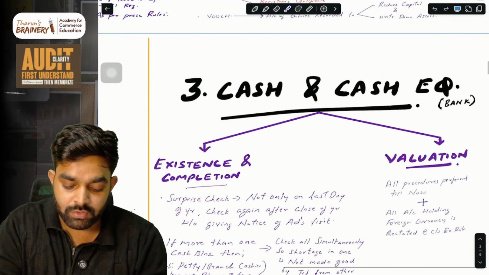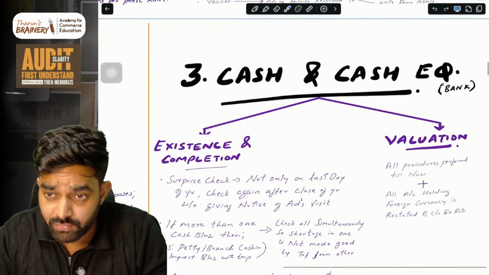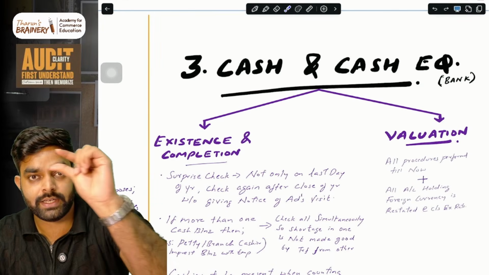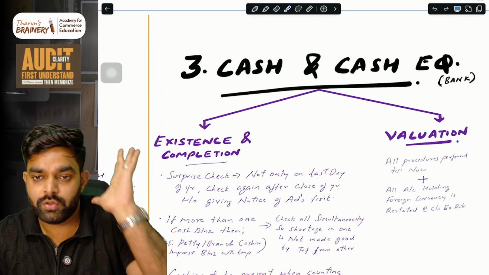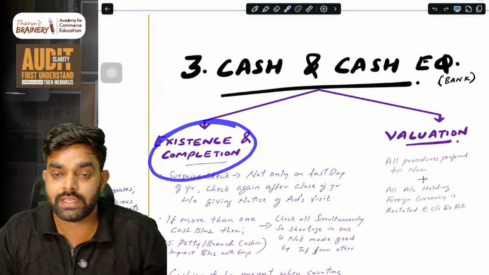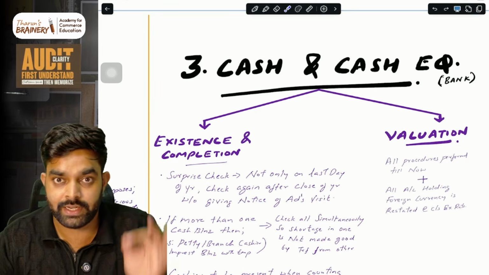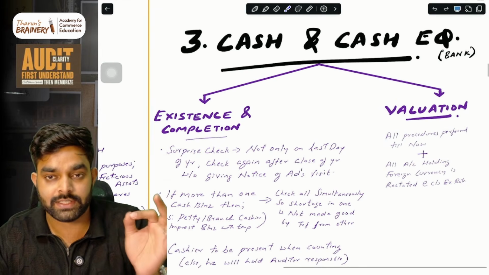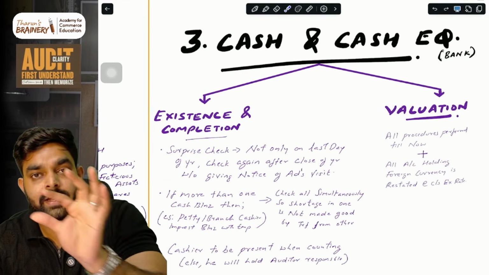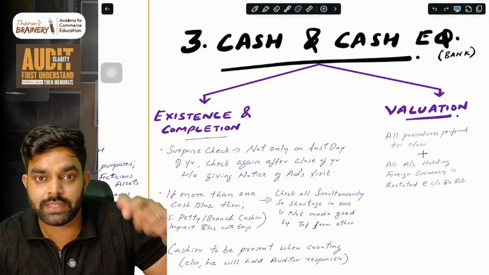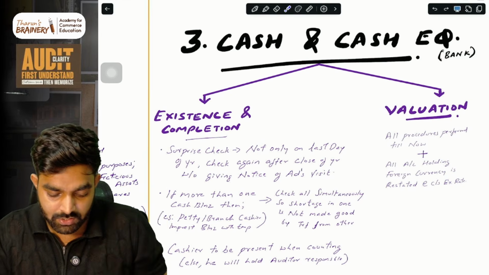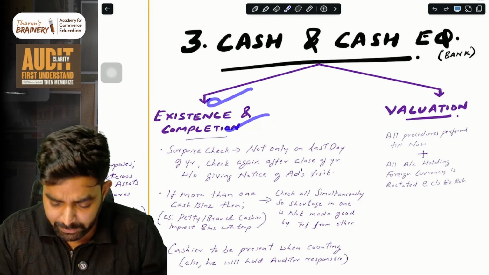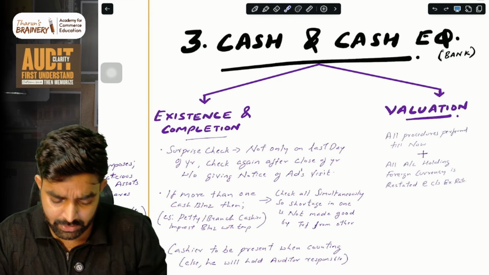Now we will move into cash and cash equivalents. How to check cash? In the balance sheet, there is an item called cash and cash equivalents. How do you check that? Very easy. First, we need to check the existence and completeness assertion. That is, whatever cash is there, say cash in hand, 10,000 is written. Make sure that 10,000 is there in the hands of the company. So that is checking the existence and completeness. Then valuation, the amount is correct.